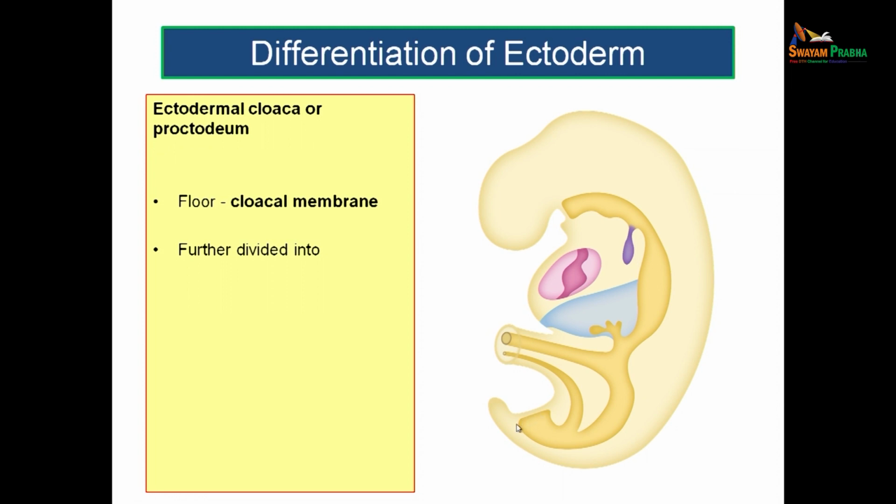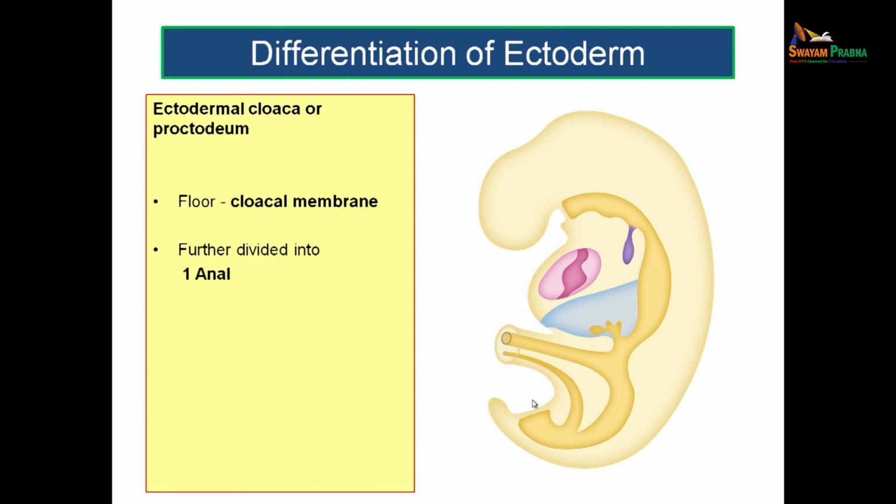Again, when you have a look at the cloacal membrane, you can see that there are only 2 layers. One is the ectoderm, which is continuous with the outer surface, and this one is the endoderm, which is a part of the primitive gut tube. So there is no intervening mesoderm at the cloacal region as well. So the floor is formed by the cloacal membrane.